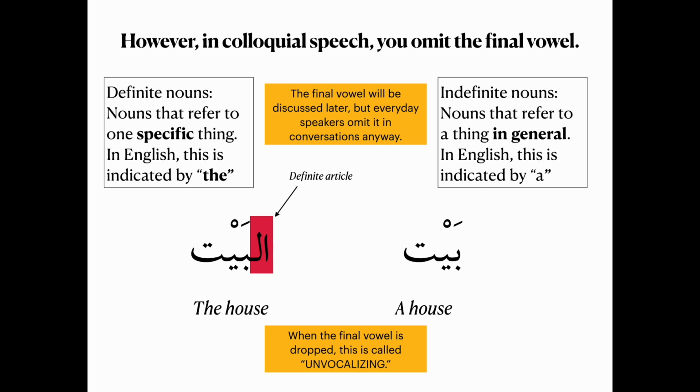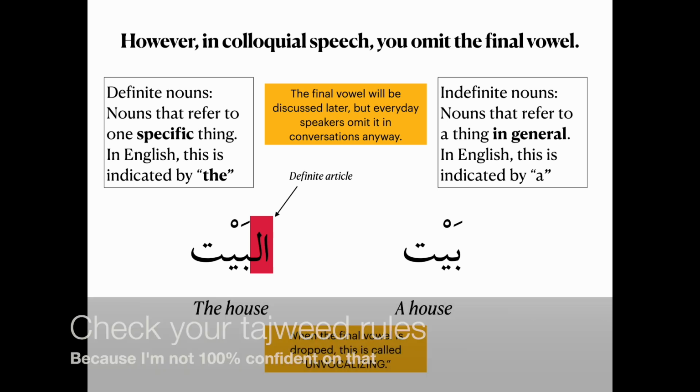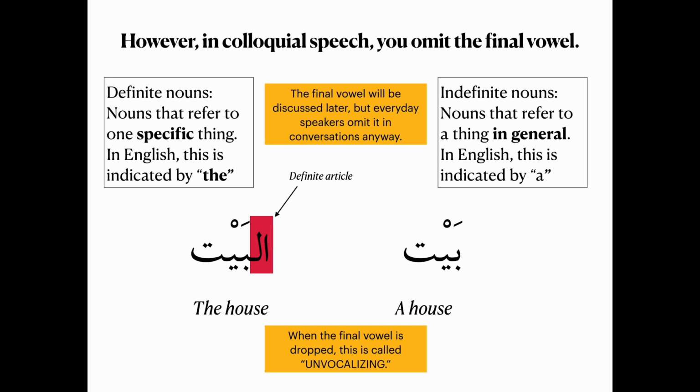The final vowel is mainly used in poetic stuff, or in the Quran, or in very old Arabic texts. So you won't really need this ending vowel. When you drop the final vowel, it's called unvocalizing. Conversely, if you insert the vowels at the end, it's called vocalizing it.